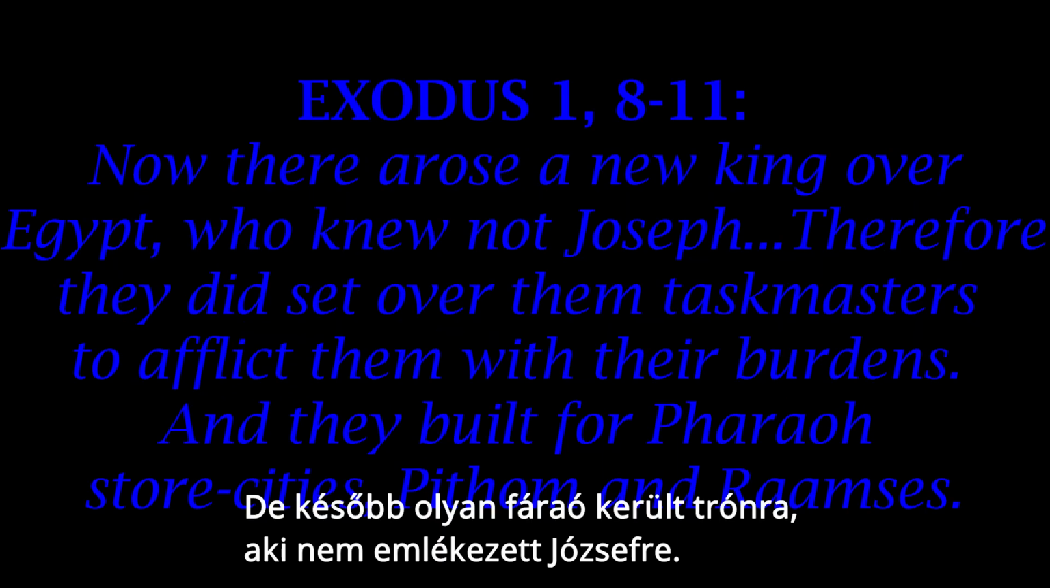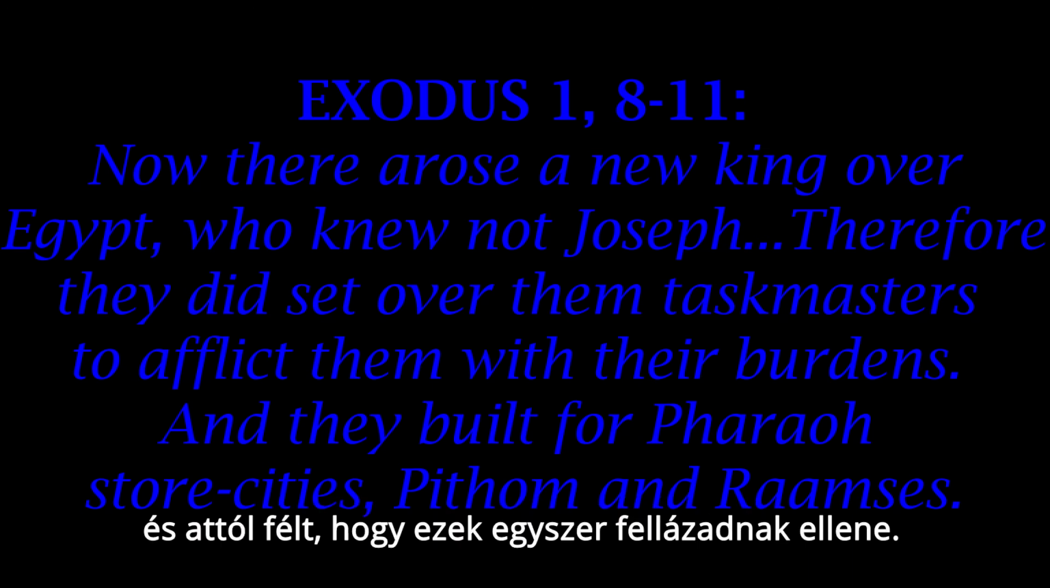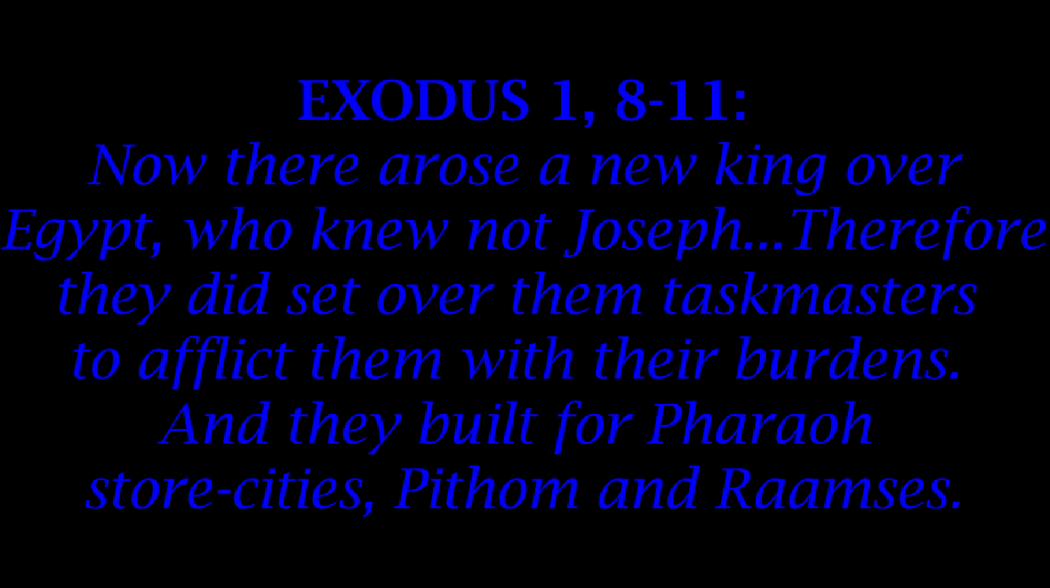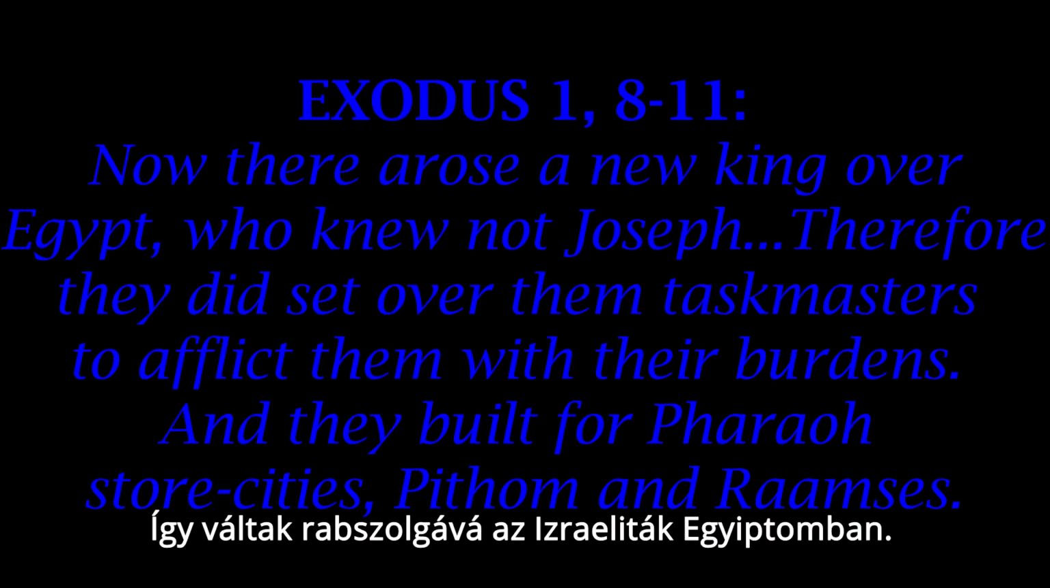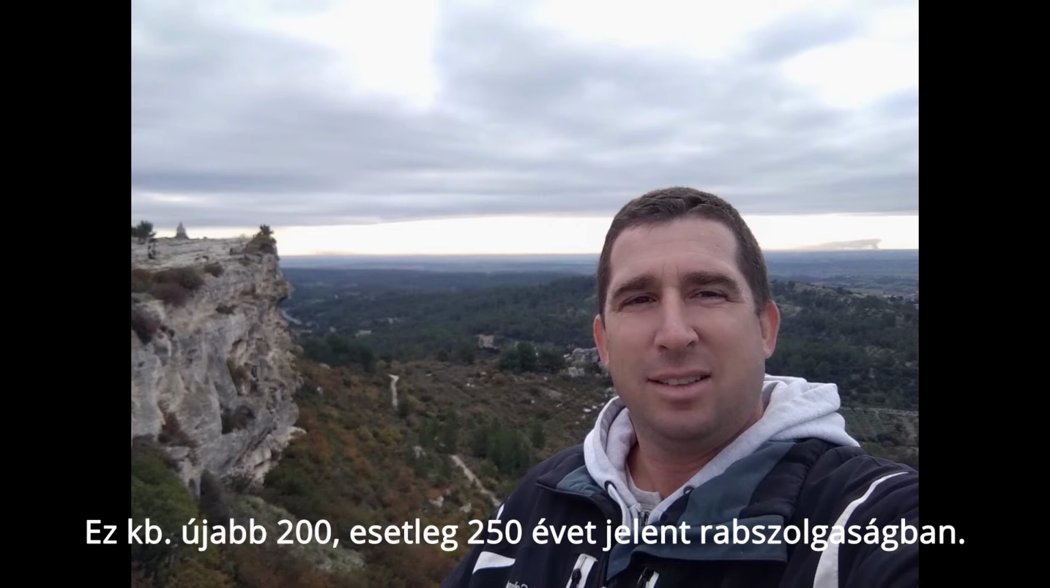But then a Pharaoh rises that doesn't remember who Joseph was. And he sees this big nation who are not a part of the Egyptian people themselves, and he's afraid that they're going to rebel against him. The best thing to do in this case is enslave these people. And at this point, the Israelites become slaves in Egypt. And we're talking about another 200, maybe 250 years of slavery in Egypt.